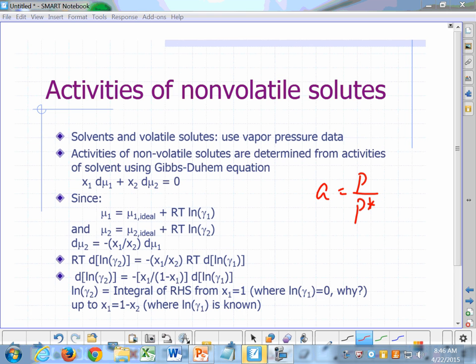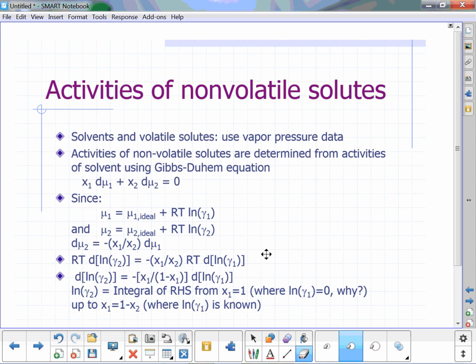So you can have a solute. If it's volatile, you can use Henry's law, or you can use Raoult's law to get its activity. But whenever you have a non-volatile solute, then you don't have a vapor pressure. So what do you do? You have to resort to the Gibbs-Duhem equation. By monitoring the activity of the solvent, the volatile component, you can figure out the activity of the solute, which may or may not be non-volatile. And we illustrated that in the previous lecture.